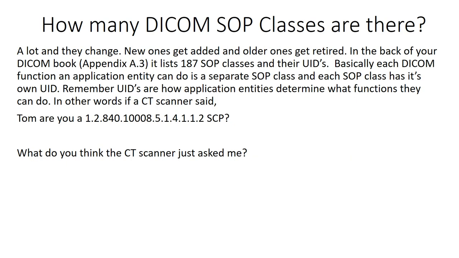So, how many SOP classes are there? Well, there's a lot, and they change. New ones get added, and older ones get retired. And in the back of your DICOM book, Appendix A3, it lists 187 SOP classes and their UIDs. Basically, each DICOM function an application entity can do is a separate SOP class, and each SOP class has its own UID. Remember, UIDs are how application entities determine what functions they can do.